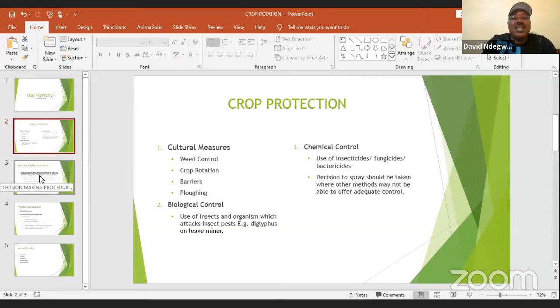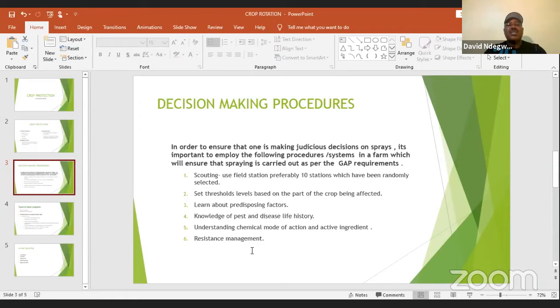So before you decide to spray, you have to go through some decision-making procedures in order to ensure that one is making judicious decisions on sprays. It is important to ensure that the following procedures are in place in a farm, which will ensure that spraying is carried out as per good agricultural practices requirements. Number one, how do you get to know that you have a pest or a disease in the field? You have to do scouting.